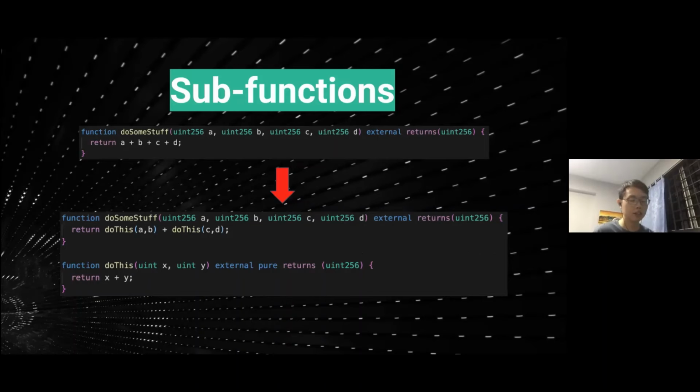Another is just breaking up your code a little bit. You define subfunctions. Let's say you have a function that does some stuff with A, B, C, D, and you do the sum. Then maybe this becomes a problem when you have A, B, C, D, E, F, G, H, I, and it's too long, with too many variables declared. What you can do is break it up into smaller subfunctions, like this.